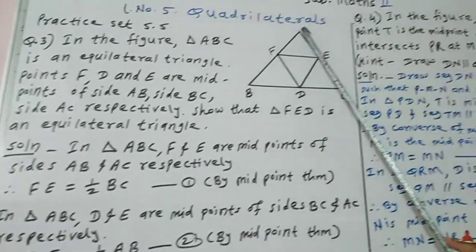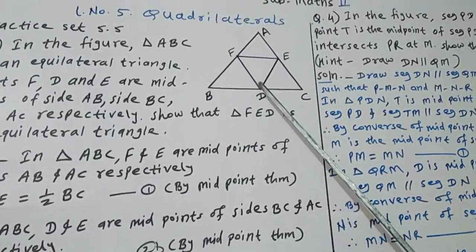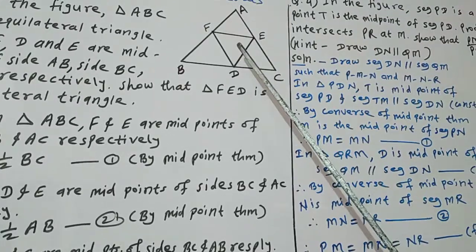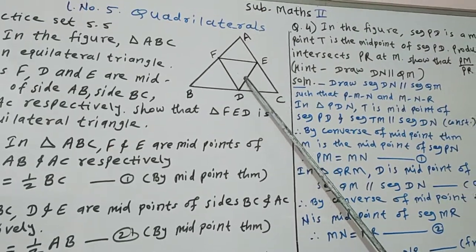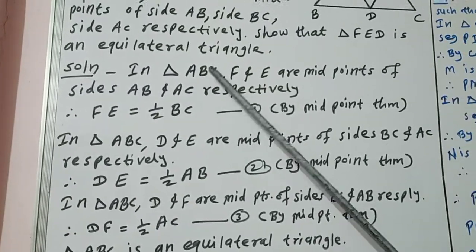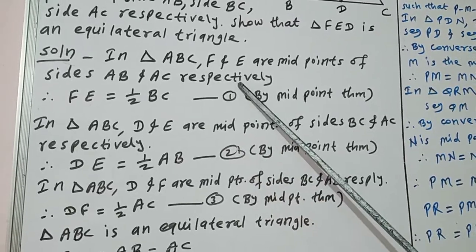See this figure, triangle ABC is given, F is midpoint of AB, D is midpoint of BC, E is midpoint of AC. Now triangle ABC is an equilateral triangle, it is given, we have to prove triangle FED, this inside triangle, is an equilateral triangle. Solution, in triangle ABC, F and E are midpoints of sides AB and AC respectively.